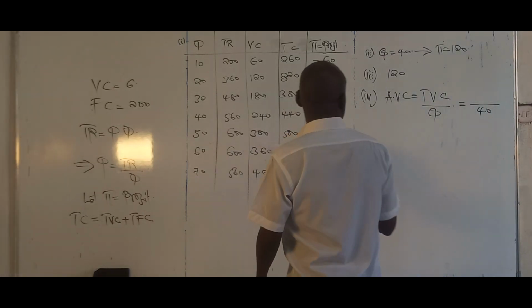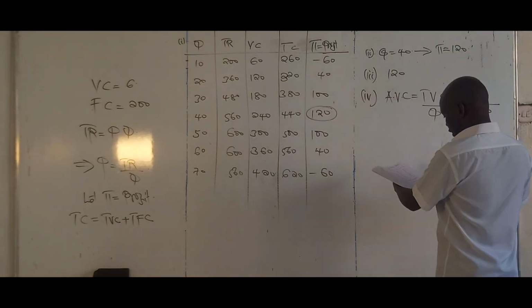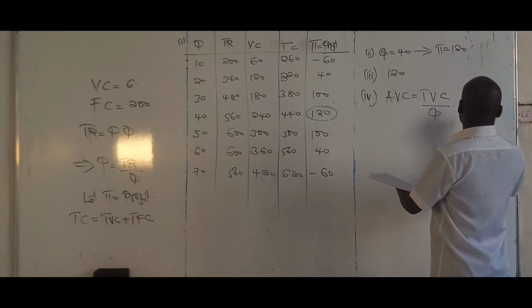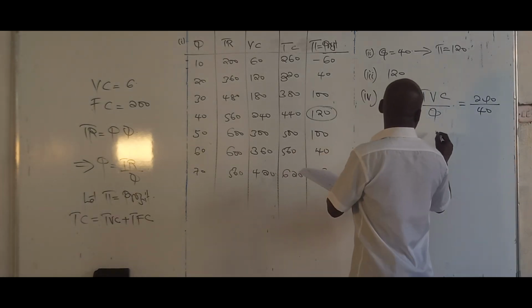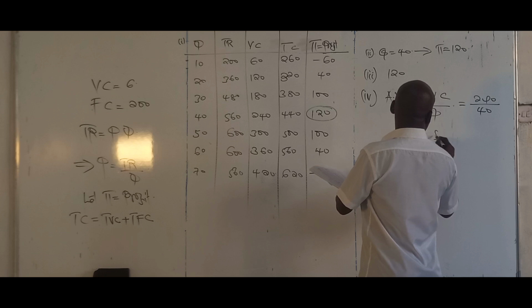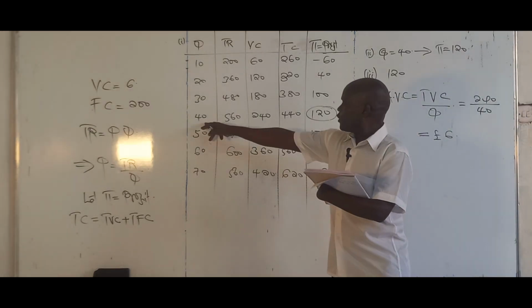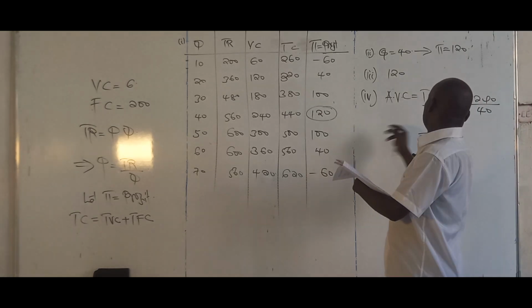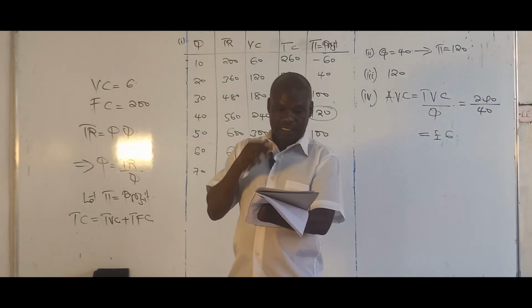What is TVC? The corresponding TVC is 240. So what is AVC? AVC then becomes 6, in dollars. AVC is TVC divided by Q. TVC that corresponds to 40 is 240, and Q is 40. Divide that, you get 6. And that's the answer to that particular part.